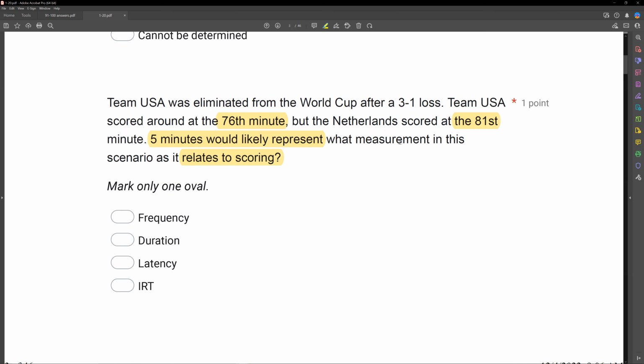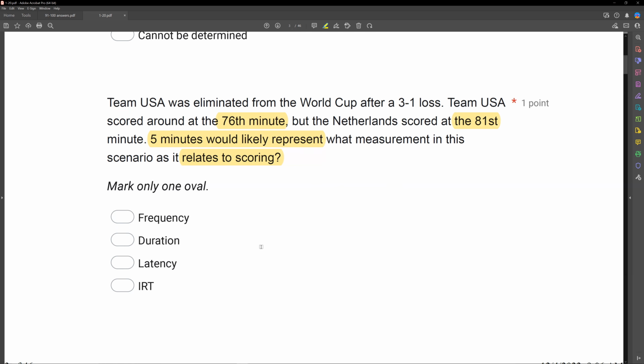So, how does 5 minutes relate to these two goals? Well, we know 5 minutes passes in between scoring. So, if we're looking at the time in between two responses, what do we call that? A, frequency. We're not counting anything. It's not a how many or a count.